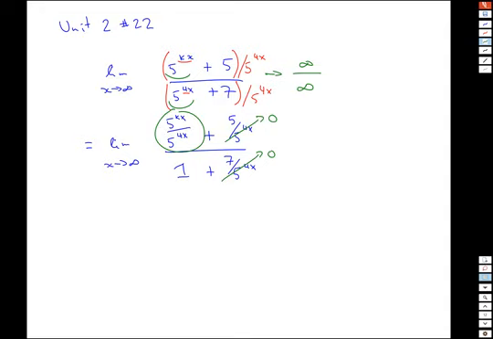So what we have for that is basically a new problem. So we know what everything else is doing. So the new question is, what's the limit as x goes to infinity of 5 to the kx over 5 to the 4x?